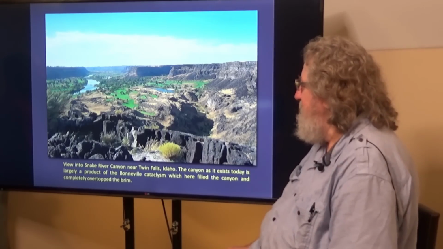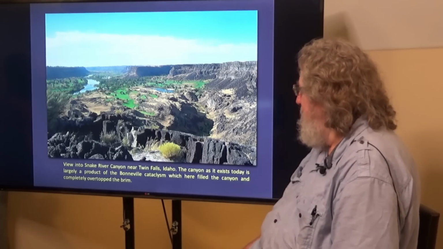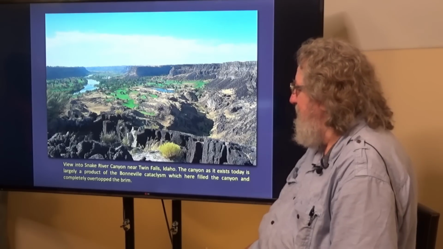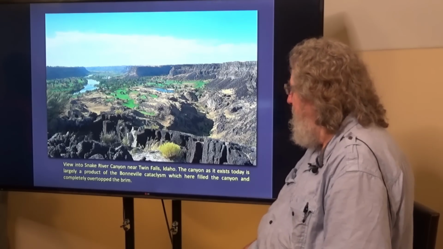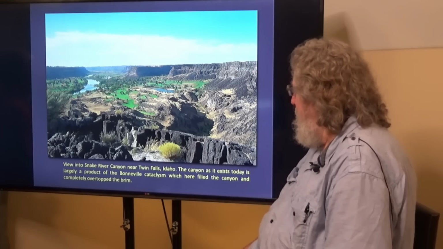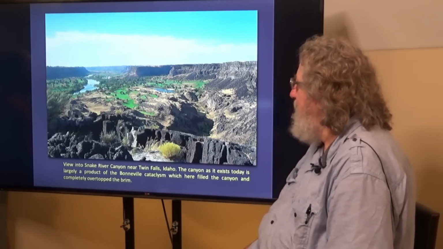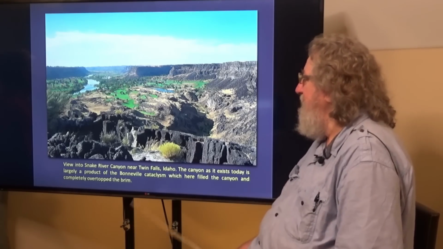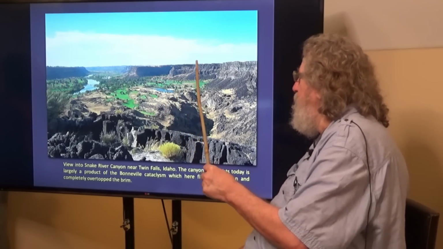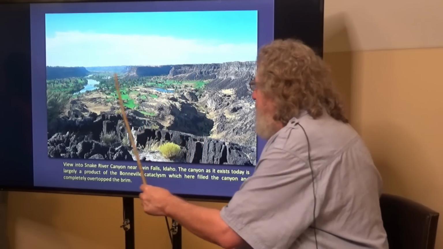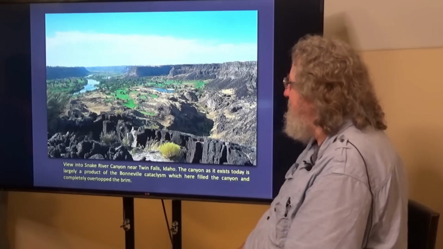And this is the view into Snake River Canyon near Twin Falls. The canyon as it exists today is largely a product of the Bonneville cataclysm, which here filled the canyon and completely overtopped the brim. Now, in the latter stages of the flood, the water would have drained off the uplands and would have been confined to the channel itself.